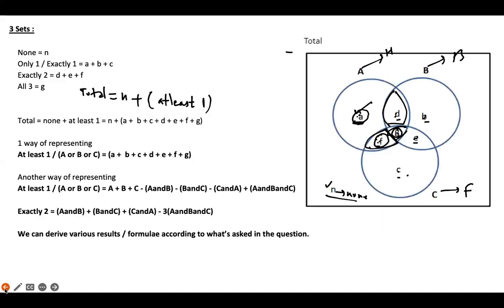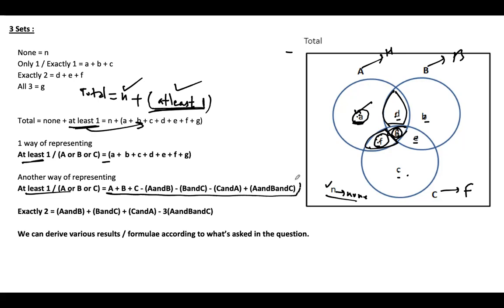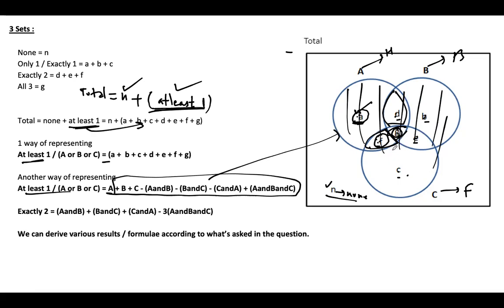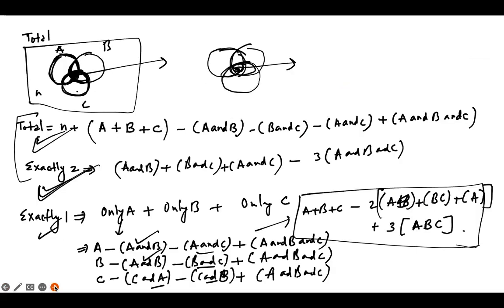What is at least one, first of all? Total is none plus at least one. What is at least one? At least one is this value, or at least one is this value. Where is at least one? This is the value, no? At least one is the value inside the circles. Got it. Cool.